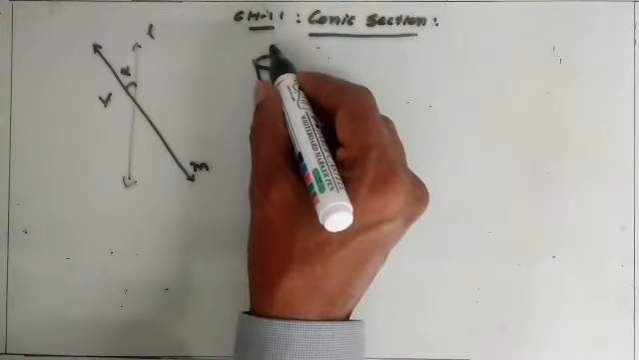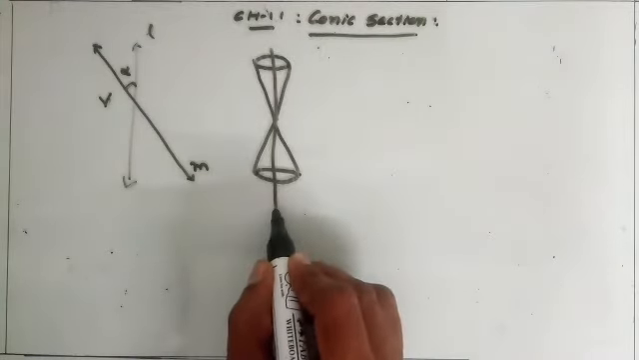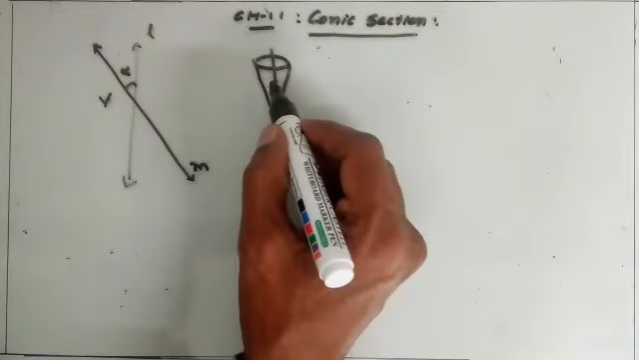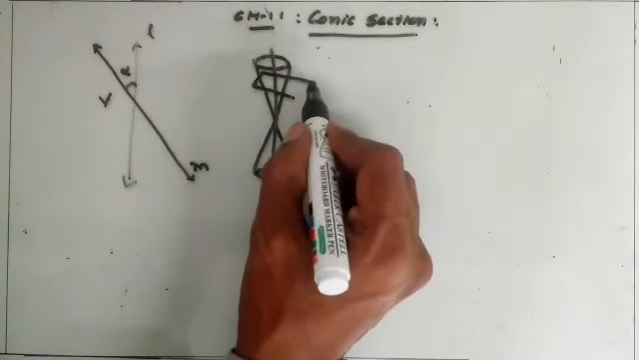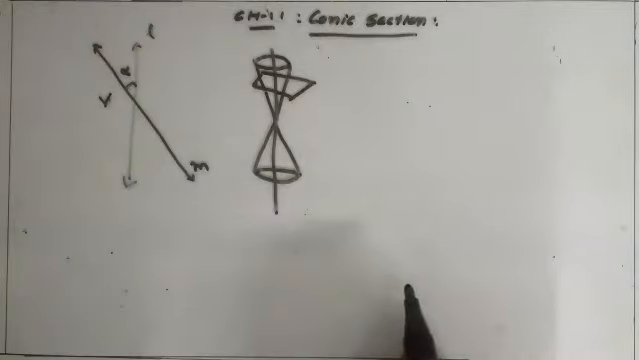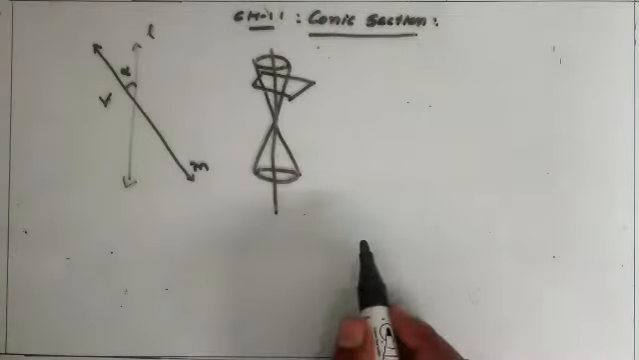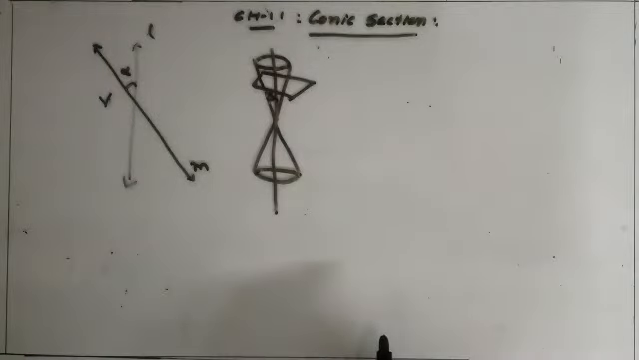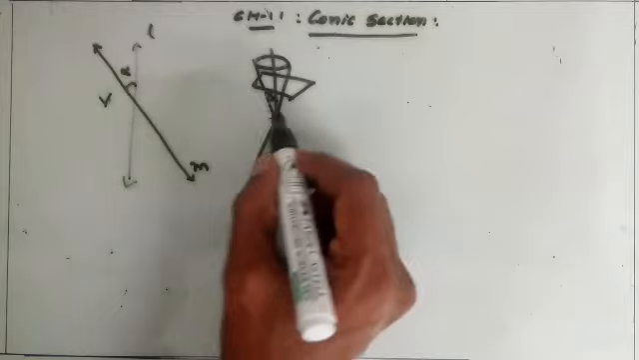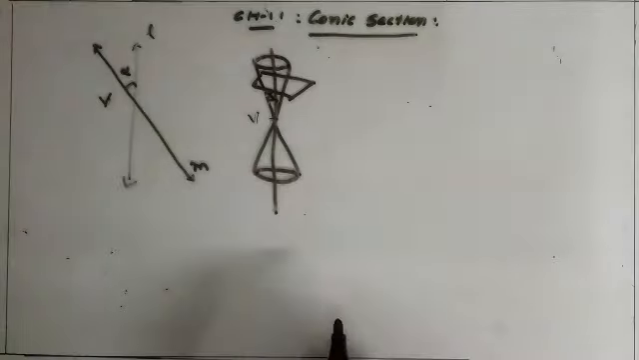Now if we cut this right circular double cone by a plane, then we get a different type of curve. All such curves are said to be conic sections. Here alpha is the semi-vertical angle of the right circular cone. Line M intersects line L at V, then V becomes the vertex of this cone.